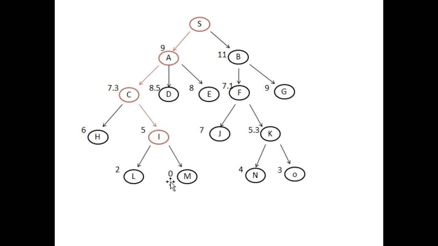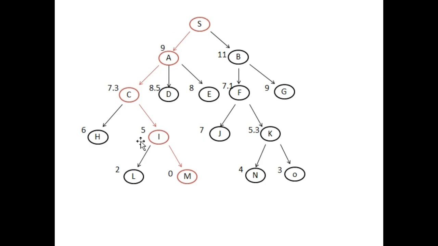So here we will select M because its heuristic value is 0. So then I will move towards the M state. M is our goal state, so I will terminate the algorithm here.